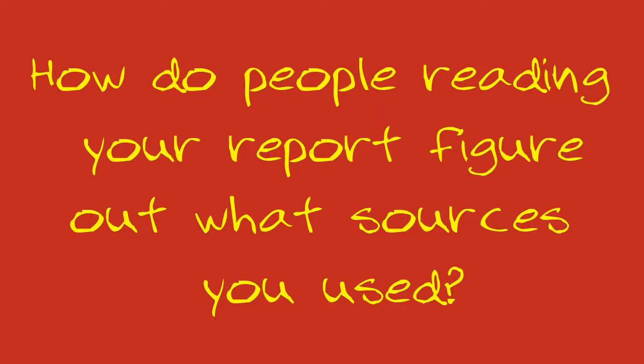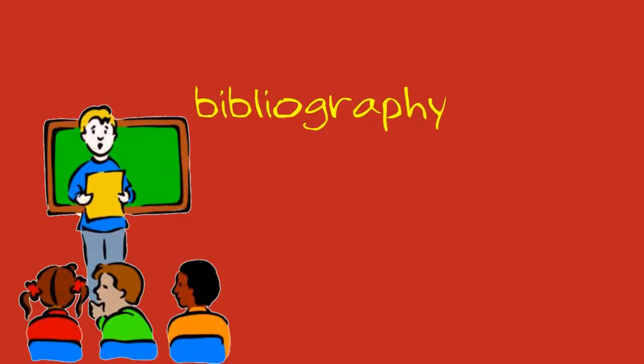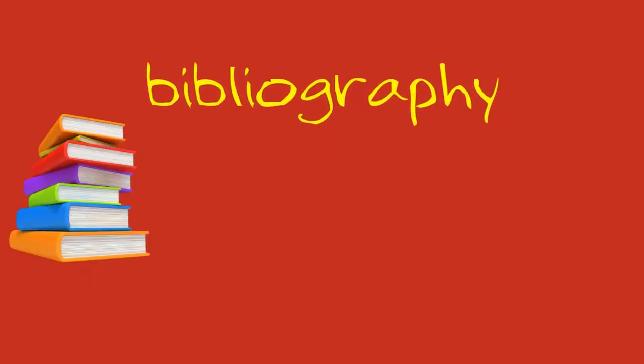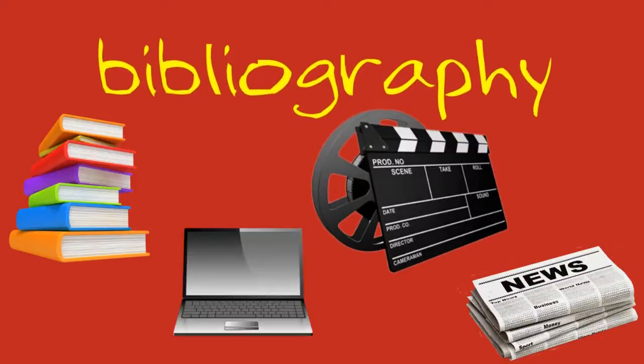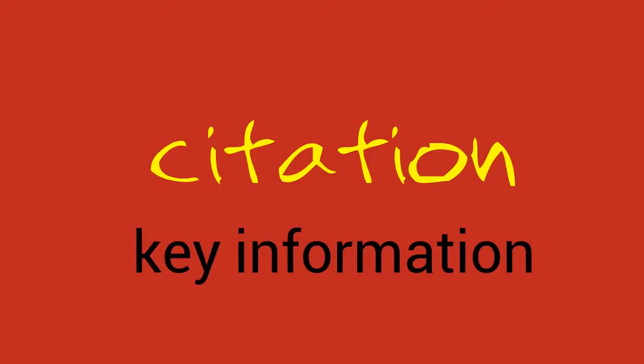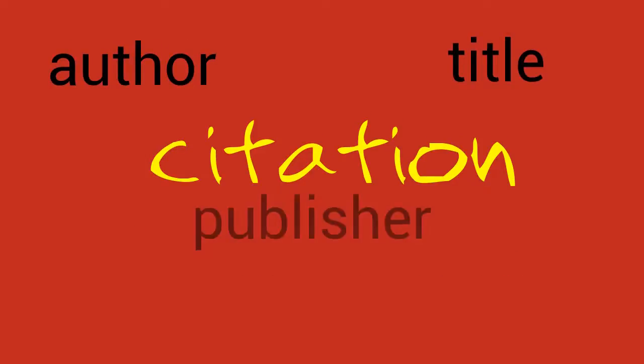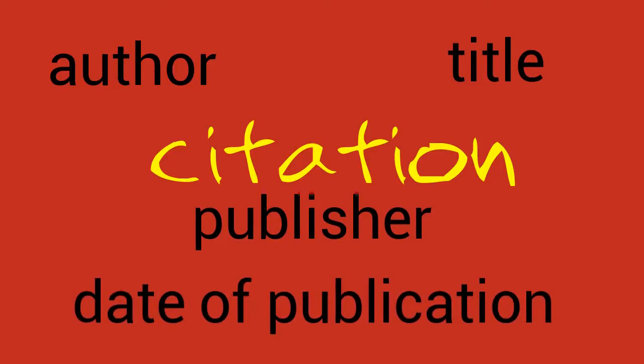How do people reading your report figure out what sources you used? People can look at the sources listed in the report's bibliography. A bibliography is a list of the sources used for a report or other research project, including books, articles, videos, and websites. Remember, a citation is key information about a source used for a report or other research project, including its author, title, publisher, and date of publication.